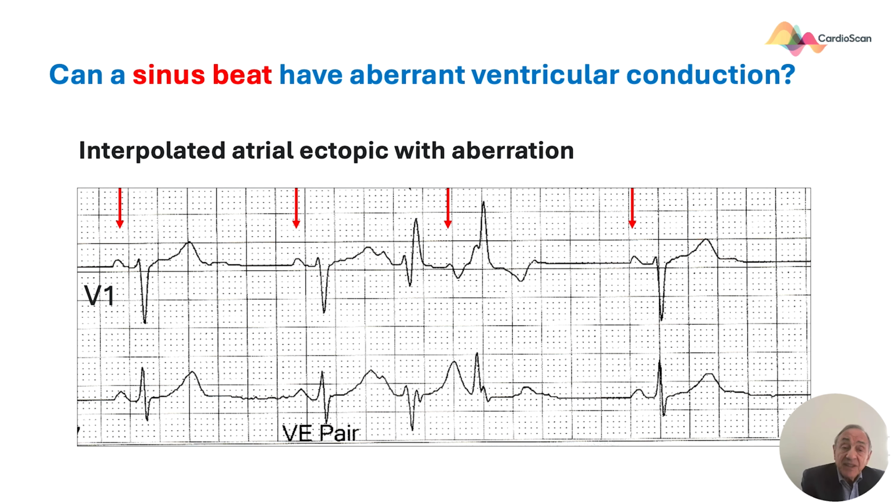Can a sinus beat have aberrant ventricular conduction? Well, here we can see an interpolated atrial ectopic with aberration. This is reported as a ventricular ectopic or a ventricular couplet, and you can see there with the P wave with the pink arrow, aberrant ventricular conduction, and now there is interpolation. So the next sinus beat occurs and conducts, but it too conducts with aberrant ventricular conduction.